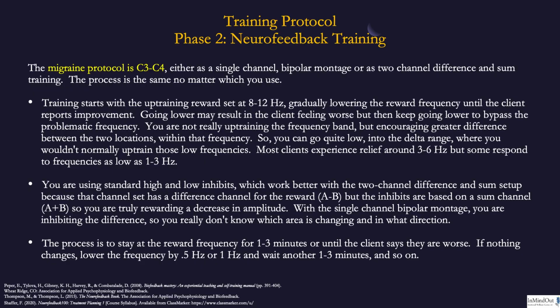So with that training, what I usually do is I start up training the reward, which is set at 8 to 12 hertz, and then I lower that until the person with the migraine either begins to have a migraine, or if they do already have a migraine, the feeling usually gets worse and they have to push through it until we reach the frequency where they actually feel better. And then I keep training them at that frequency.